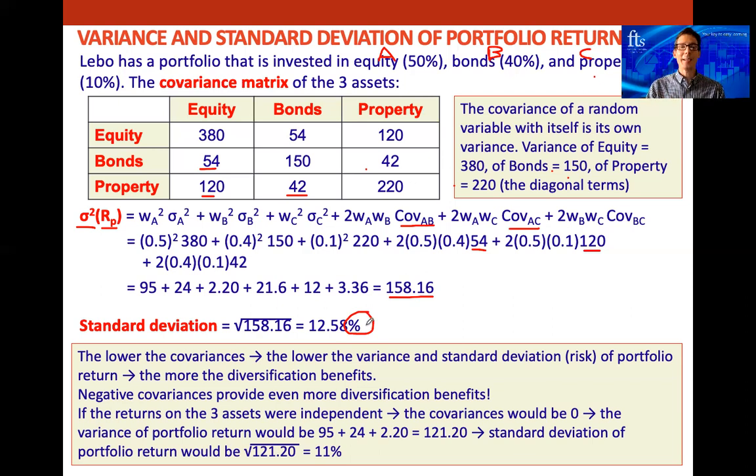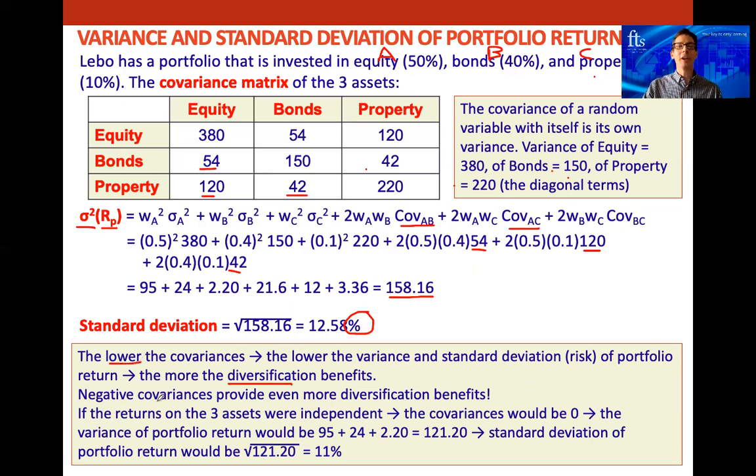Good. And this is for me now the most important stuff. The lower the covariances are, because the covariances are over here in the formula, the lower the variance and the standard deviation will be, because we're multiplying by them. I've underlined all the covariances over here. So the lower these covariances are, the lower the variance will be, and the lower the standard deviation will be. That means the lower the risk, and that means the better the diversification benefits will be.